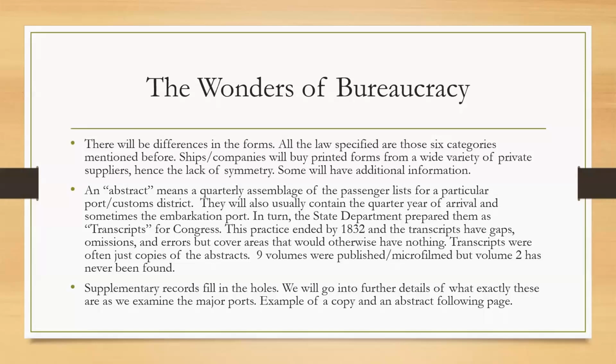The wonders of bureaucracy. There will be differences in these forms. There is no standard form. Ships would go from port to port, and they would actually buy pre-made forms, and they can be all over the place. All the law specifies are those 6 categories that we mentioned. That's it. That's all they have to have. Anything else is just a quirk of the printer in question.